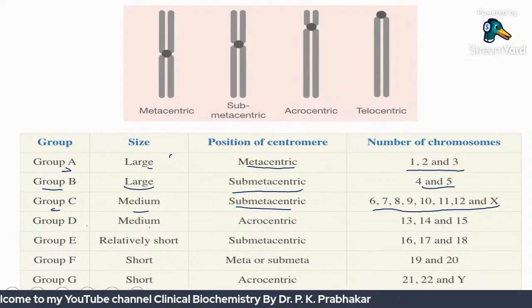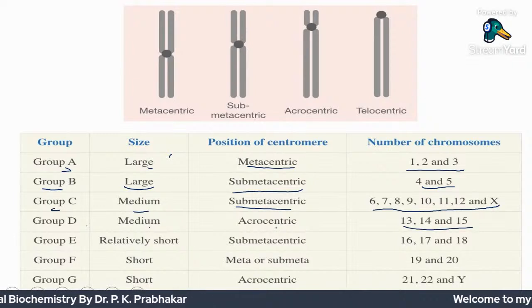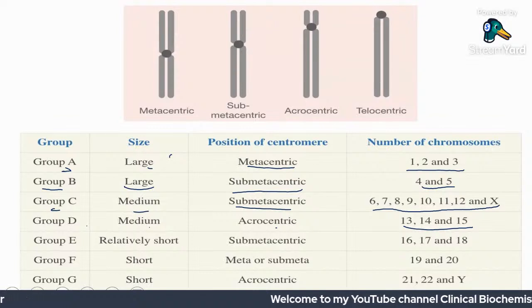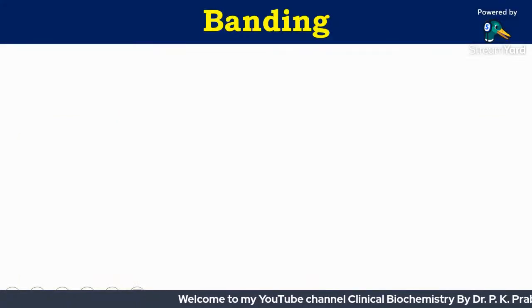Group D, medium, acrocentric, 13, 14, 15. So this is another type of classification. Both types of classification you can see depending on the centromere locations and centromere positions.